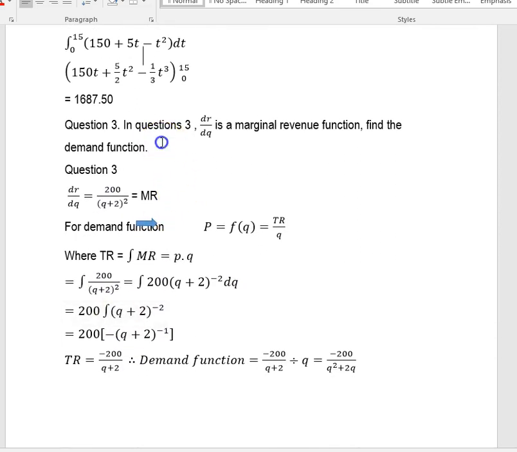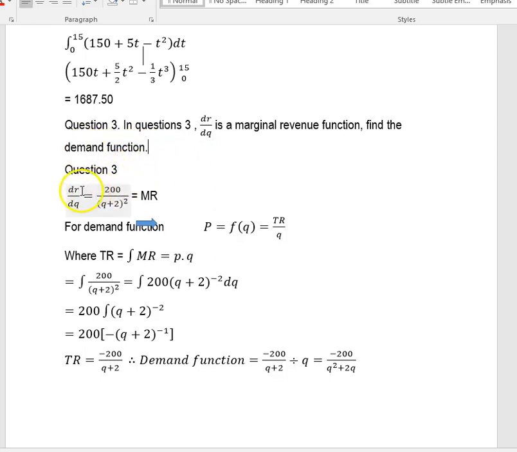Now let's look at the revenue function. In this case, we'll be given the marginal revenue, which is our dR/dQ, and we'll be told to find the total revenue or the demand function. Now, in deriving the demand function from a total revenue function, we divide the total revenue by Q. So the first thing is determine the total revenue from your marginal revenue, and then you divide that function by Q, and you can determine your demand function.